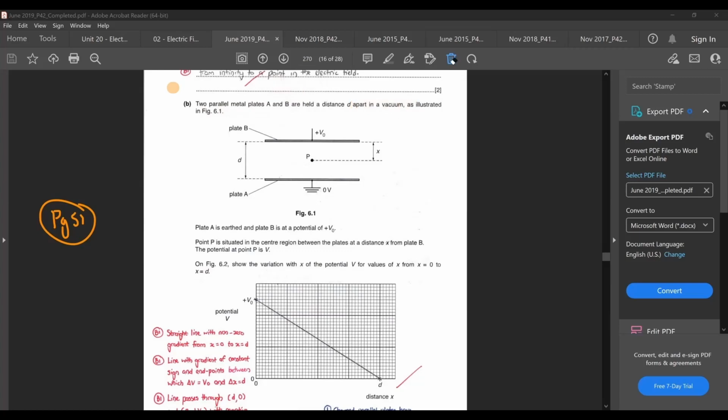Okay, so let's have a look at how you would plot out this graph now. So what you do know is that your distance x is actually measured from plate B. Okay, so plate B is this one, is at positive V naught. Plate A is the bottom plate, is at 0 volts. Your x is measured from plate B itself. So meaning to say this one is where you measure your x. Okay, so let me just redraw this properly. This part here is where you tend to measure your x. You tend to measure it downwards.